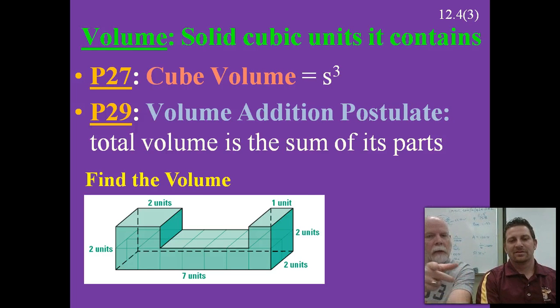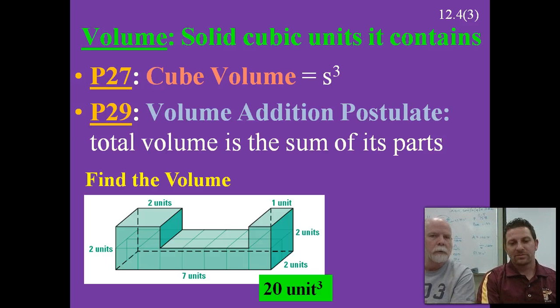So it's actually 8 and 8 and 4? Is that right? Yep. That's right. 8 and 8 and 4 is 16 plus 4, 20 cubic units. So again, we're adding the cubic units that we're talking about here for that volume addition postulate.